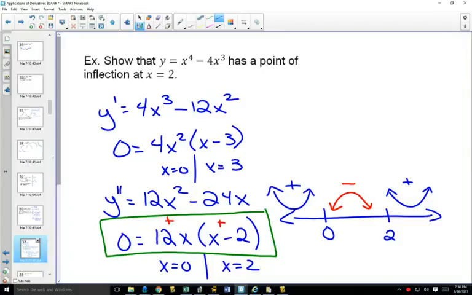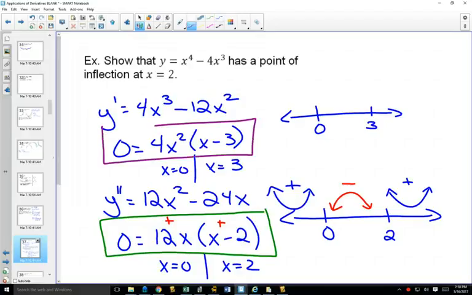Now, if we put 0 and 3 on our number line here, and we plug things into our first derivative, what does that tell us? That tells us where our graph was increasing and decreasing. So if I plug in something less than 0, like a negative 5, well, this is always going to be positive because it's an x squared. Negative 5 would make this negative, meaning this section's negative.